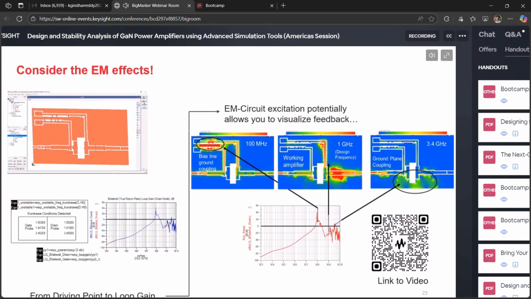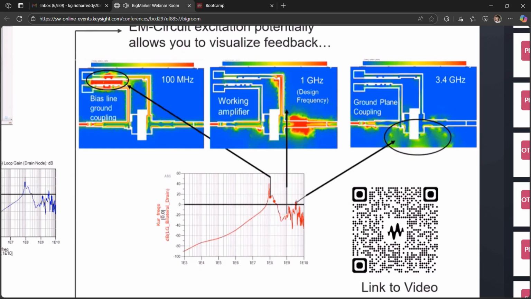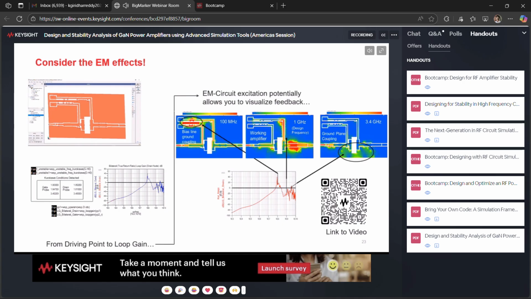So what happens? A little signal comes in, we're looking at the current here, and it gets bigger at the output, and it gets blocked over here at the bias lines. That's exactly what this circuit is supposed to do. So this design is working as intended at the design frequency of 1 gigahertz.